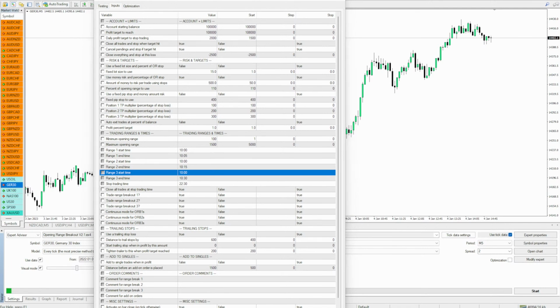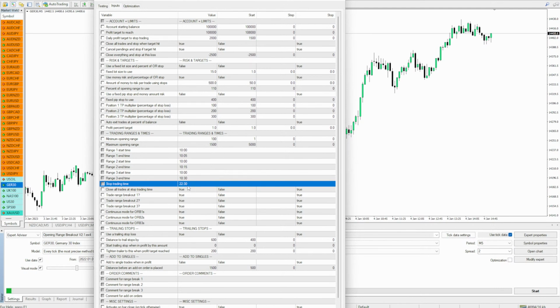You've either missed the move, or what you can do is try and capture the reversal of the move. But either way, it's entirely configurable. You can go and test all of this in the strategy tester as much as you want. Stock trading time is 10:30 for me, which is basically end of day. So I want the EA to stop trading at the end of the day.